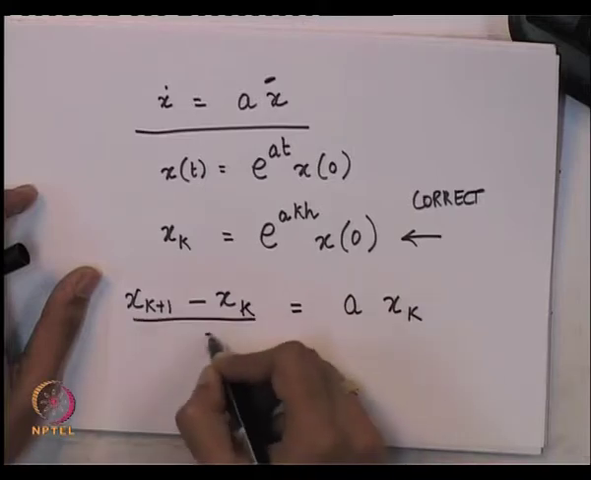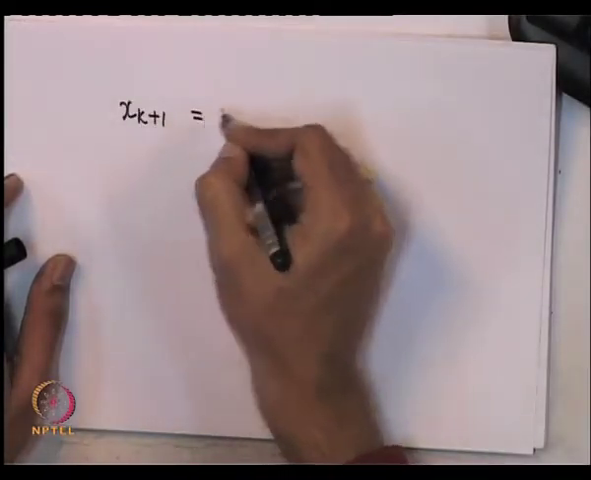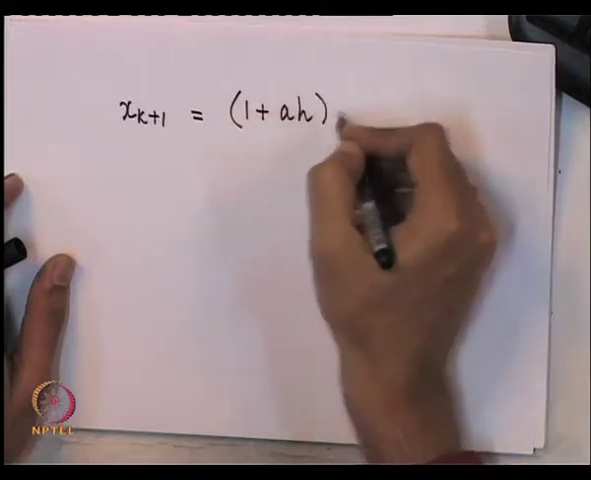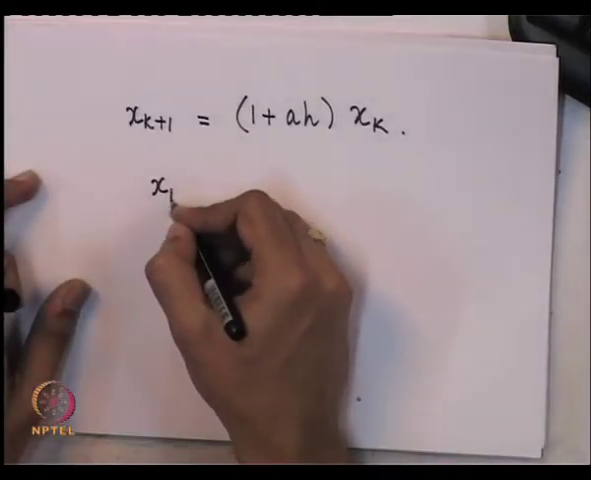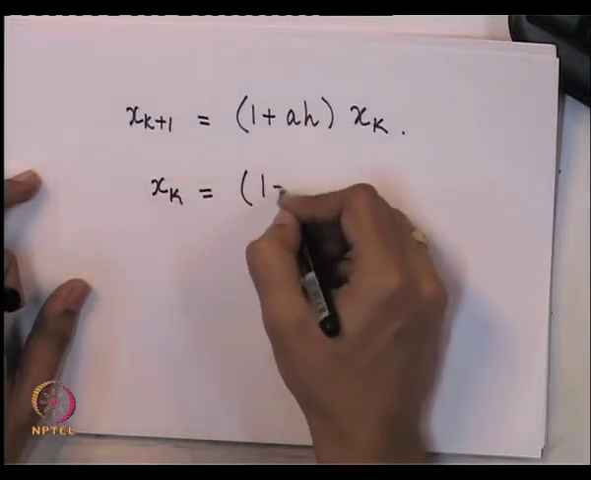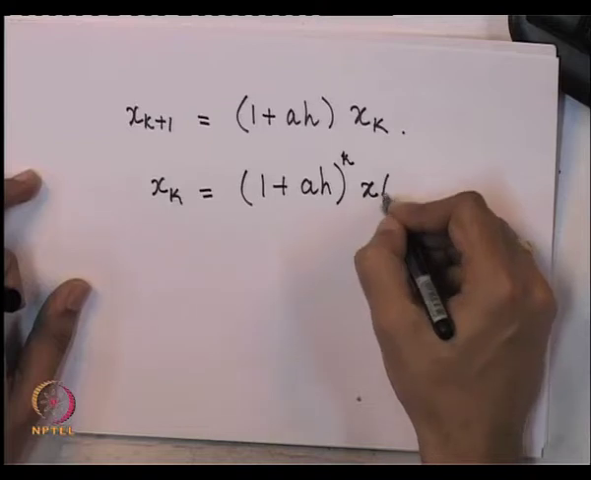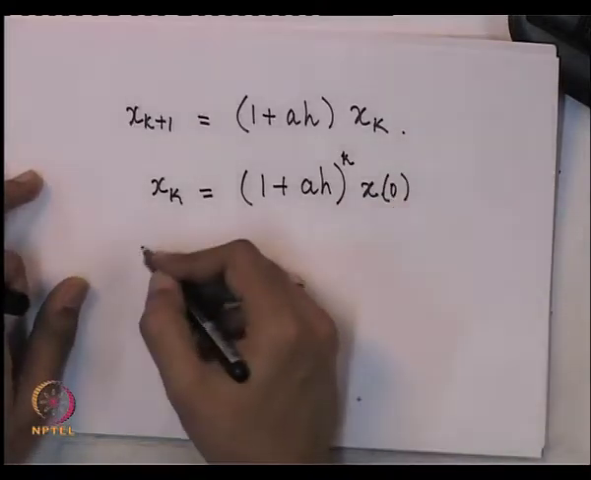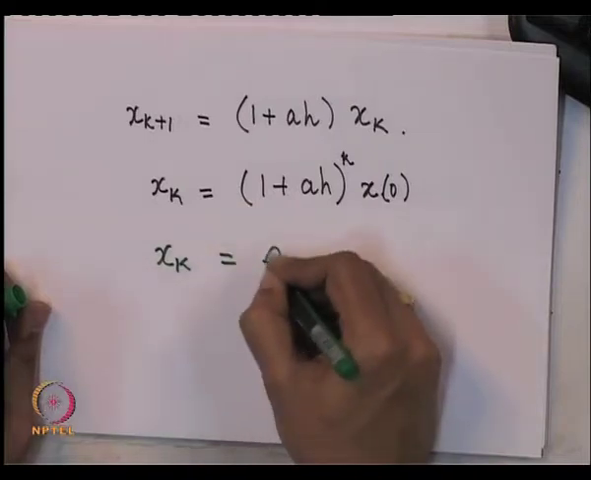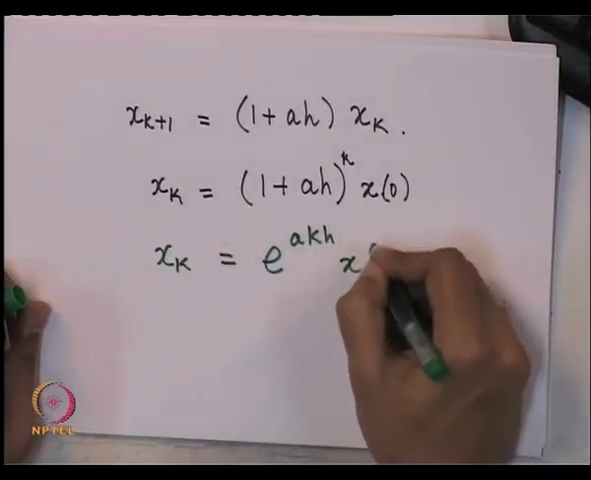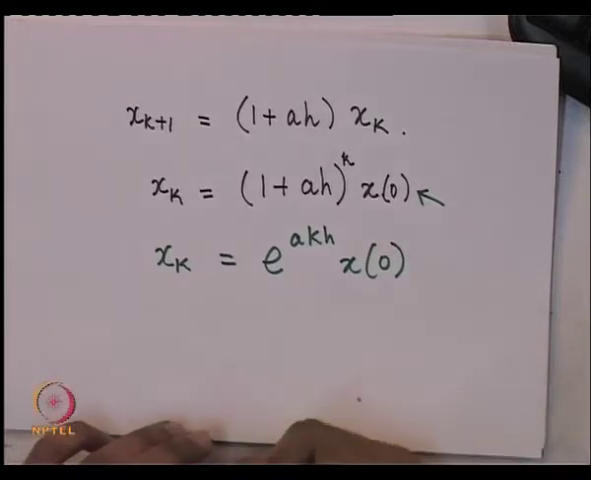So, what I will get is this. So, x of k in this case will be (1 plus a h) raised to k times x of 0, that is, x of 0 is this. So, the correct response is this, and this numerically integrated response is this. That is, if I use the forward Euler method or Euler method.